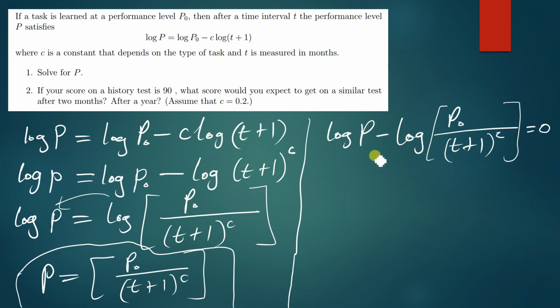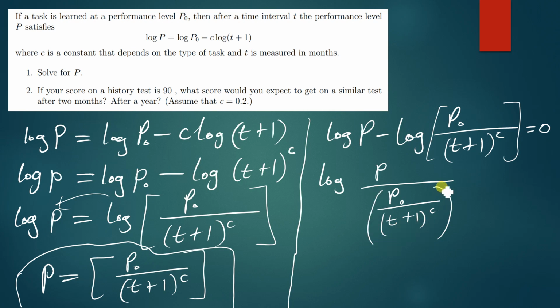So when you're subtracting two logarithms, what do you do? You divide the functions. So we're going to have log of P over P0 over (T plus 1) to the power C. We're saying everything is equal to 0.